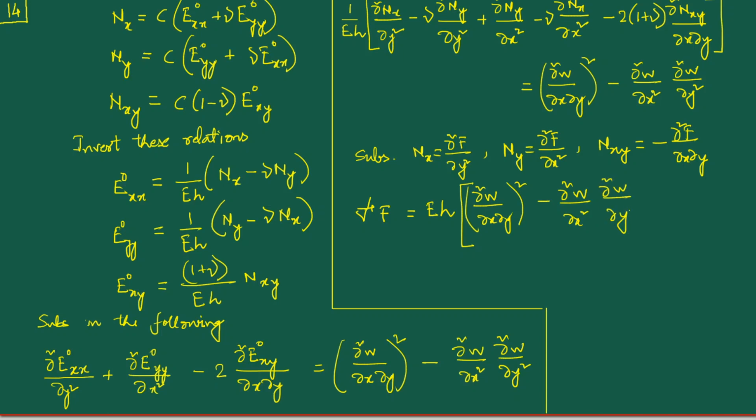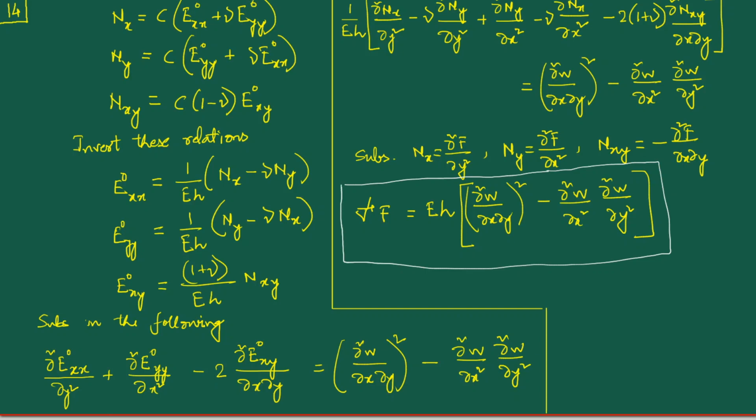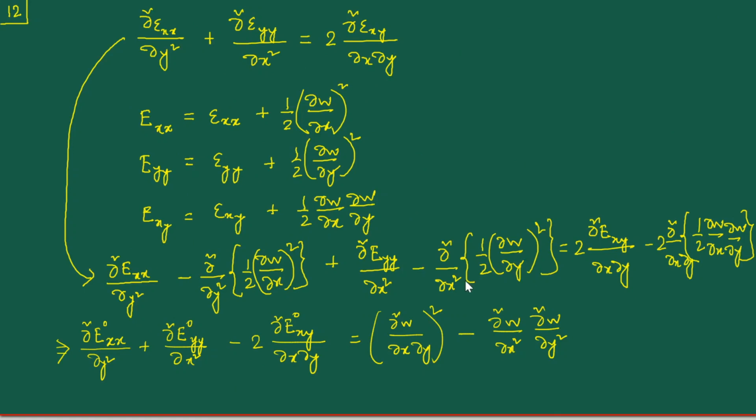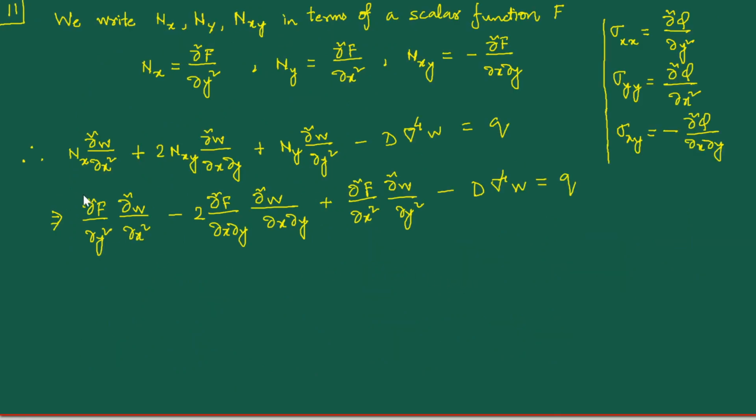Okay, and now you see, starting from the compatibility equation, we have arrived at this other governing equation, which also involves both this unknown w as well as this unknown scalar function f. So let me just put this within a box, because this is the governing equation that we wanted, the other governing equation that we wanted. So now if I go back, this was the first governing equation.